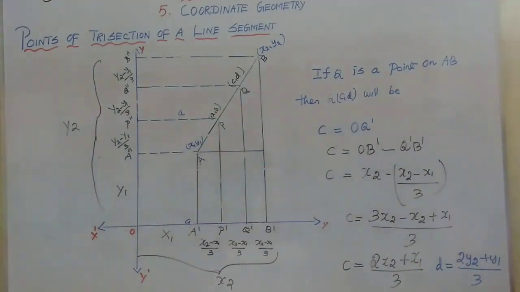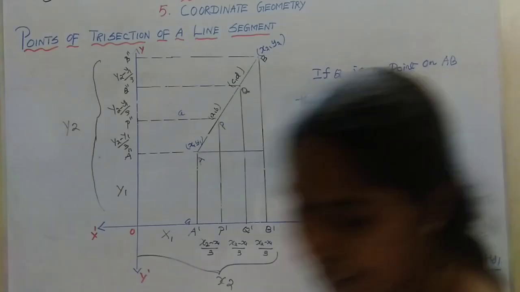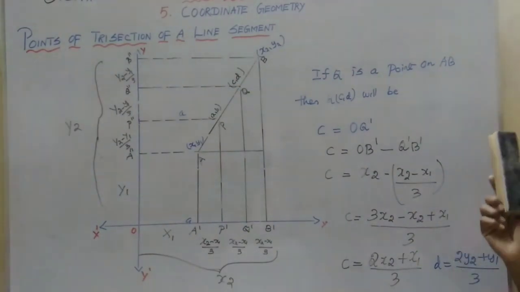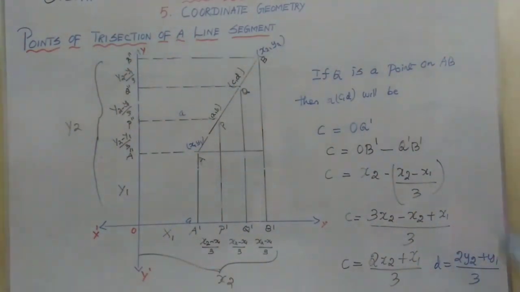So how will you write the coordinate points? First, copy the formula in your fair notebook. C equals (2x1 + x2)/3 and D equals (2y1 + y2)/3. Now you should understand the difference between the point for A and the point for B, and the point for C and the point for D. For A we write 2x1 plus x2. For C we write 2x2 plus x1.